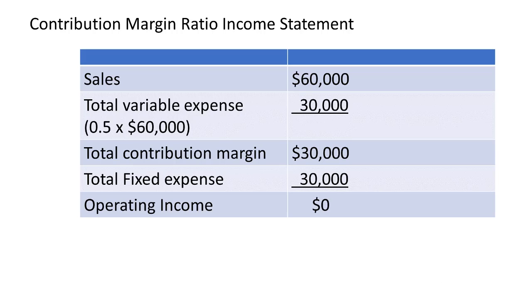Let's plug that into an income statement now. So sales were $60,000 if we want to break even. Our total variable expense, that's going to be 0.5 times our total sales of $60,000. That was $30,000. 60,000 minus 30,000 gives us a contribution margin of $30,000. Subtract out our total fixed expenses of $30,000. That gives us operating income of 0. So it checks out. We must bill $60,000 before break even.